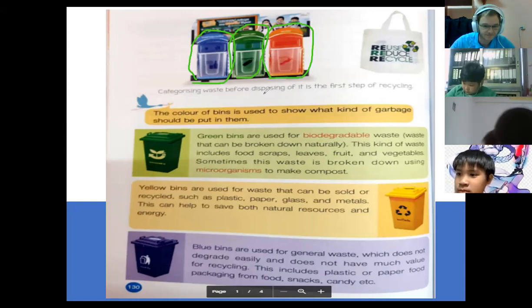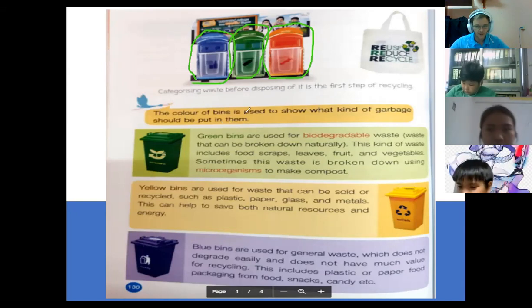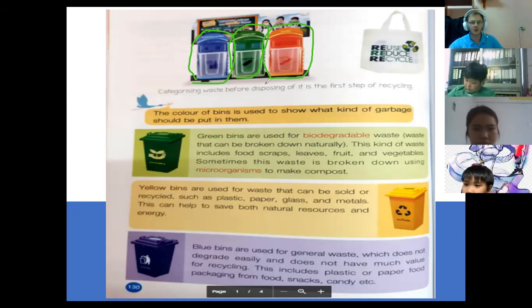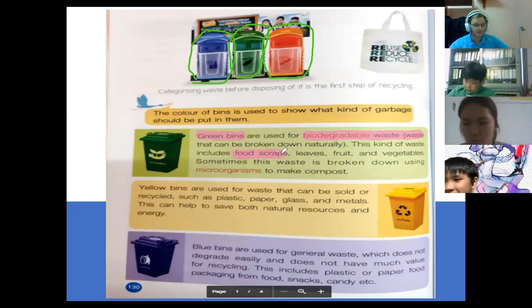So let's have a look here. The color of the bins is used to show what kind of garbage you should put in them. So let's see, what do the colors mean? A green bin. Let me grab a highlighter over here. Green bins are used for biodegradable waste, waste that can be broken down naturally. This kind of waste includes our food scraps, leaves, fruits, and vegetables.